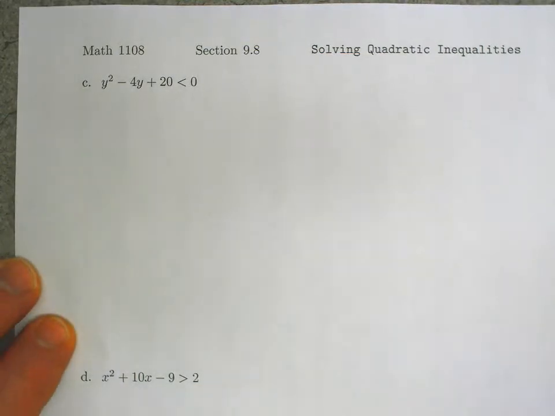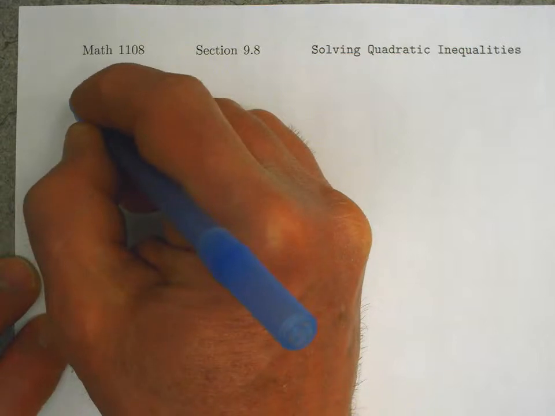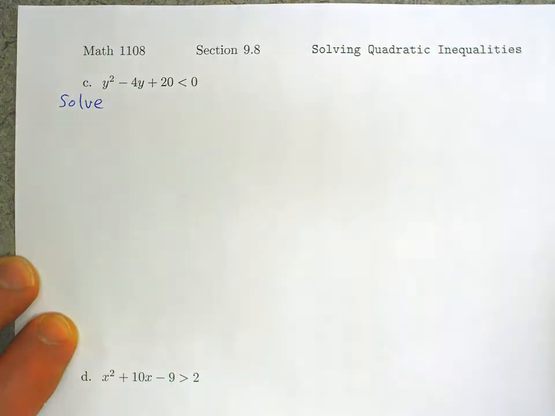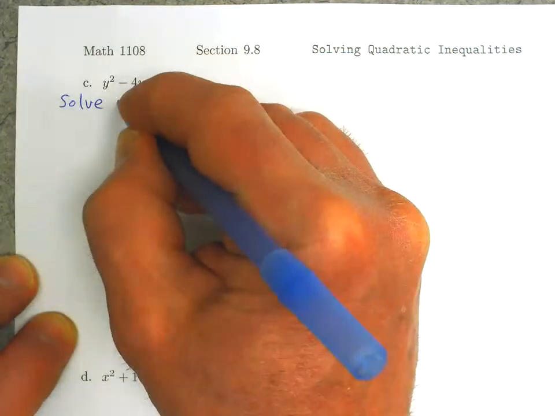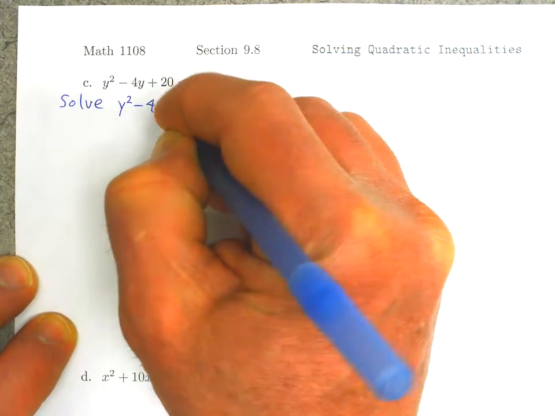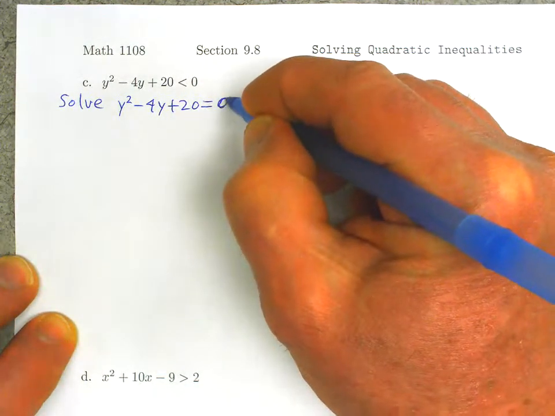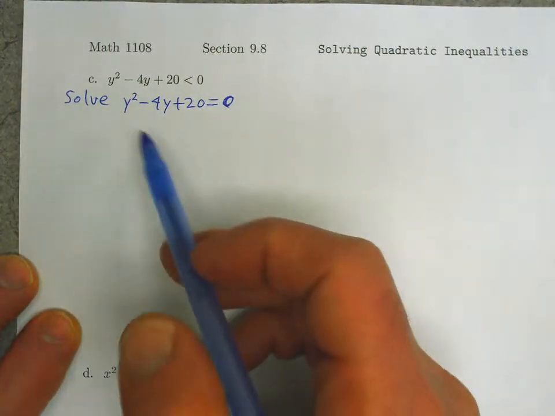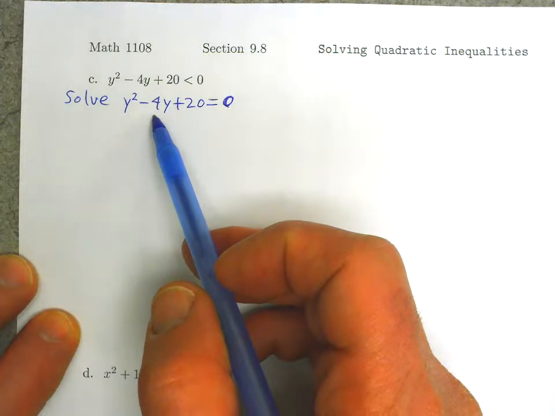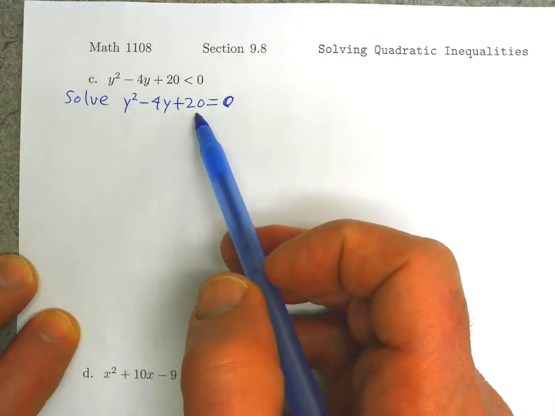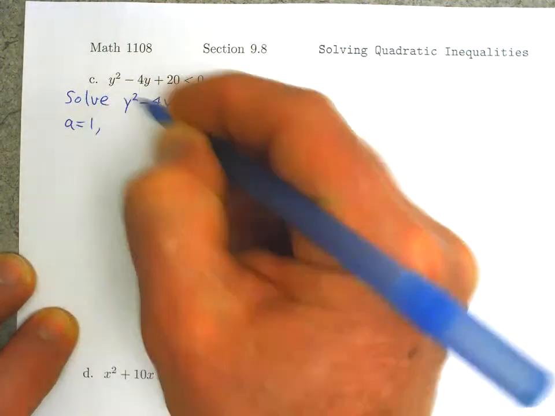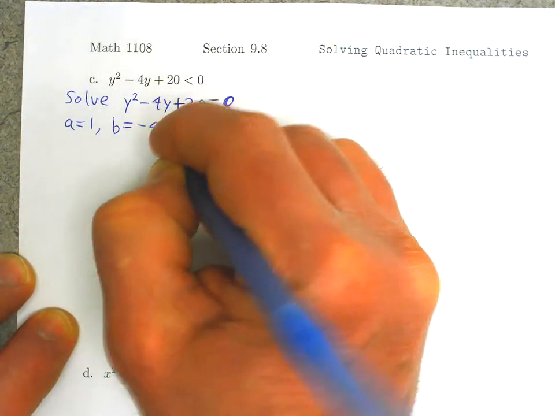Okay, so the endpoints, we want to find the endpoints by solving a quadratic equation. So we want to solve y squared minus 4y plus 20 equals 0. Okay, we can use the quadratic formula. So in this case, a is 1, b is -4, and c is 20. So I'll go ahead and write that down. A is 1, b is -4, c is 20.